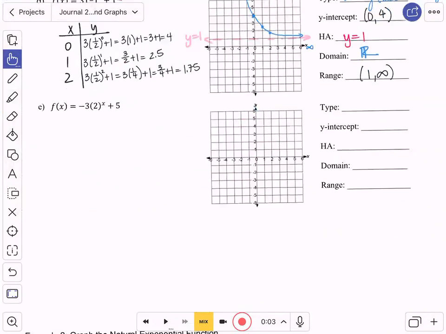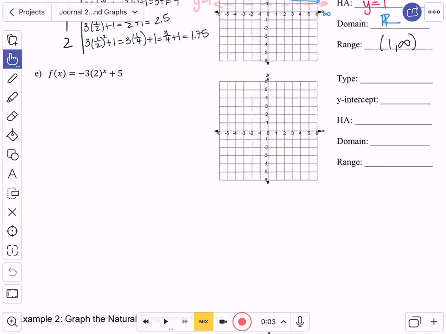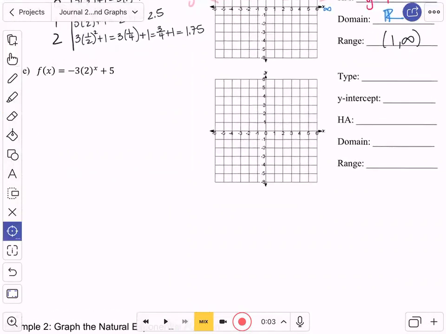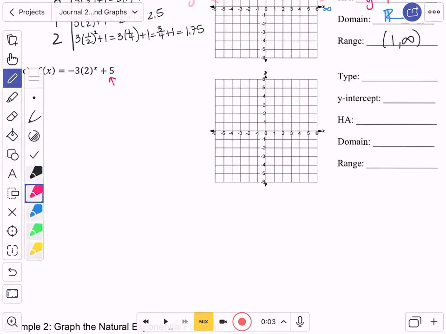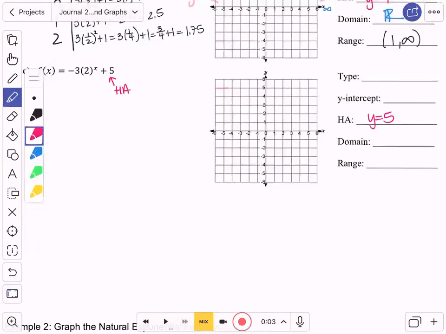All right. Now we have this graph here. So it looks like we have a +5. So this is our vertical shift. It's going up 5 units, but it's also our horizontal asymptote is going to be at y equals 5. And so I'm going to draw the horizontal asymptote and make a dash line.